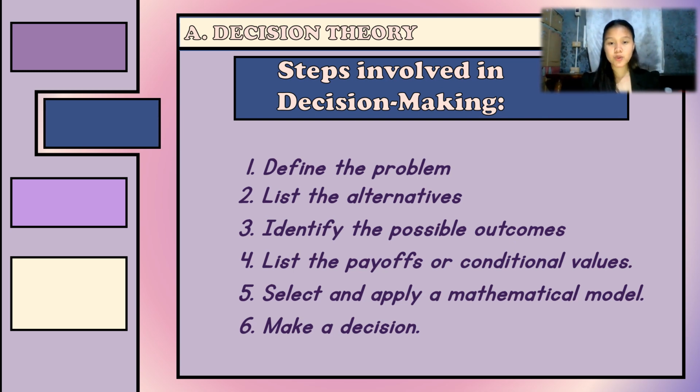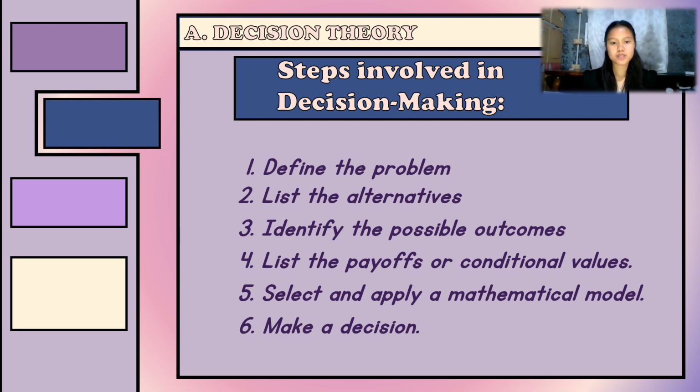The third step is to identify the possible outcomes. So, dito, para sa bawat alternative, kailangan i-consider mo yung mga possible outcomes or results that may occur if that alternative is chosen. This outcome may be favorable or unfavorable and can vary in terms of magnitude, probability, or impact. So, sa example natin, if the farmer plants wheat or corn and the weather is good, the possible outcome could be high profit. And if the weather is bad, expected na yung possible outcome is low profit.